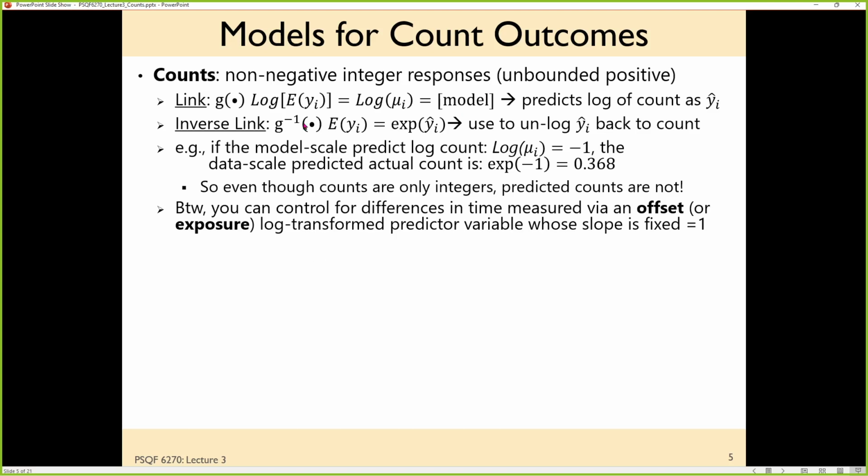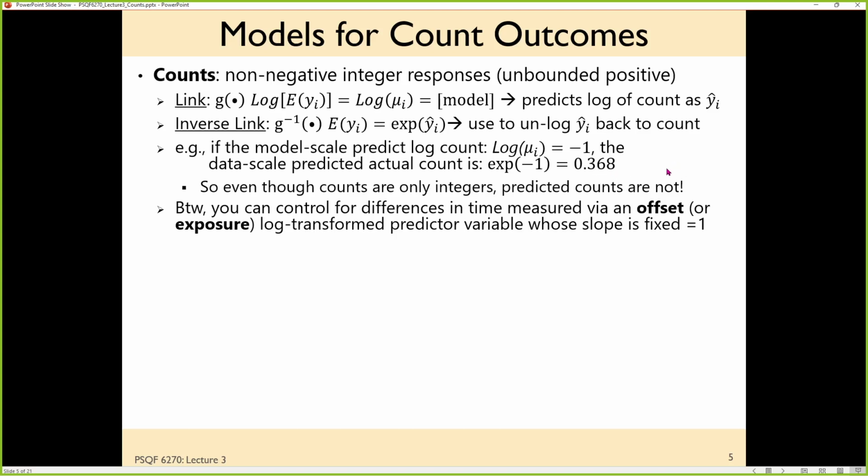That was very helpful. So we're using a log link to predict the log of the counts as the y-hat that's given by the linear predictor. And the inverse link then is just e to the count. So the exponentiation that we saw in the previous unit is back again. So for instance, if the model predicts the log of the count as -1, if you unlog that, if you exponentiate it, it comes up with a predicted count of 0.368.